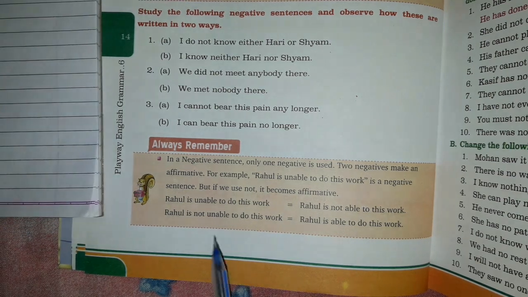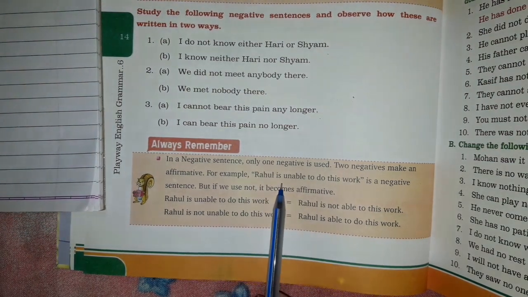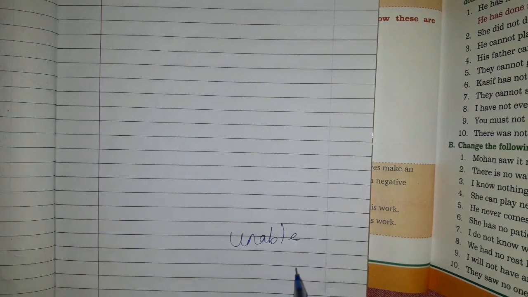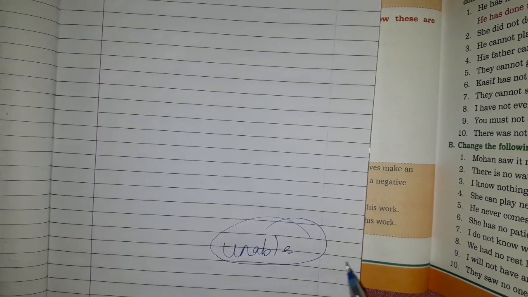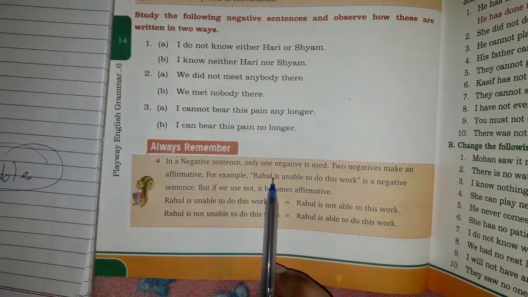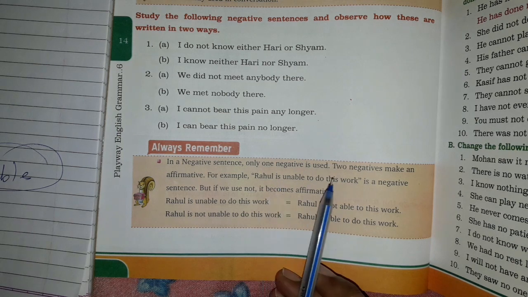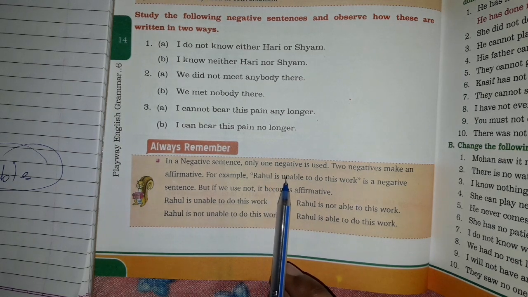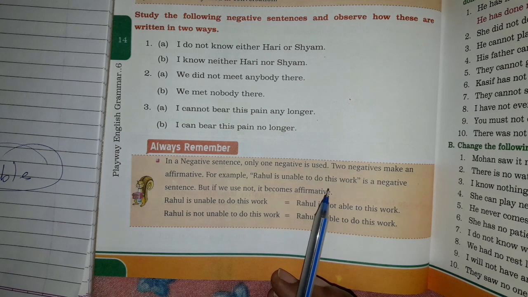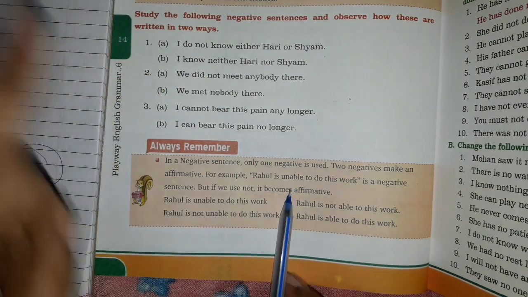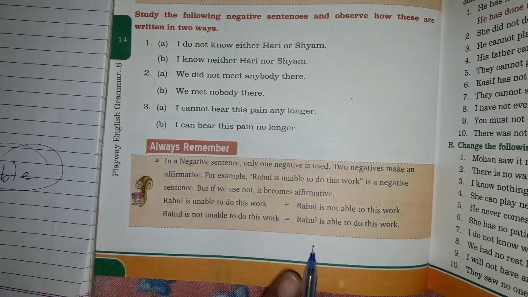For example, if I take this example here, Rahul is unable to do this work. You know unable means what? Unable is used when we are not able to do something. The word itself is telling us that we are not able to do it. So here they are saying two negatives. If there are two negative words in a sentence, it will make it affirmative. So if I am writing here, Rahul is not unable to do this work. Unable is already once, then we are saying not. So this will make it what? It will make it an affirmative sentence.